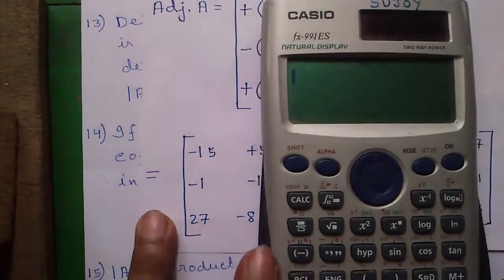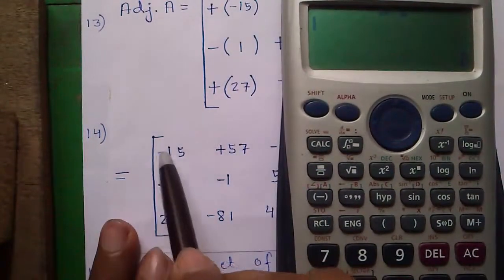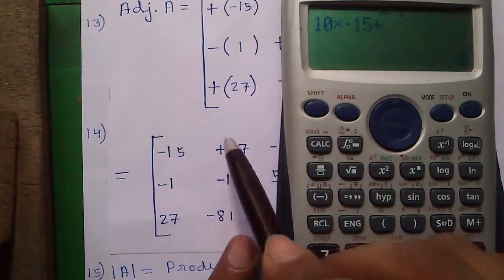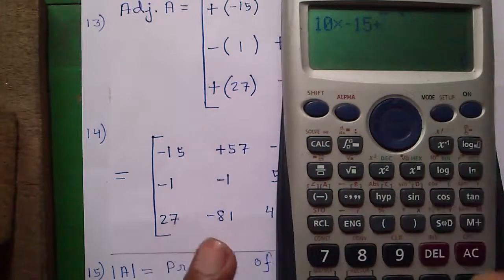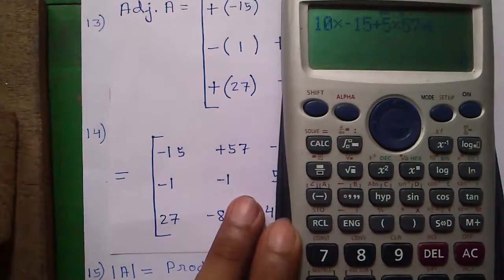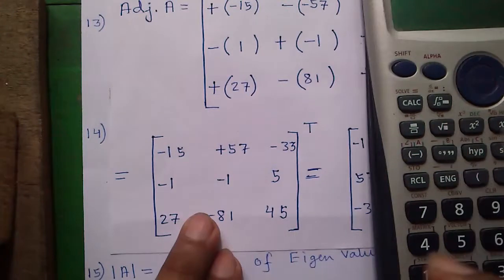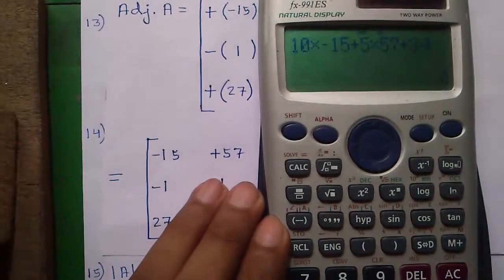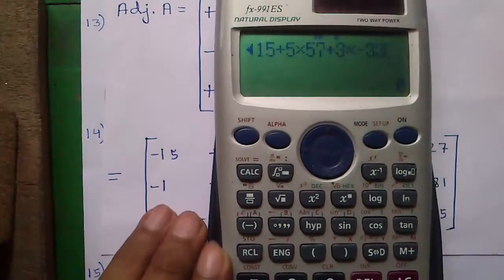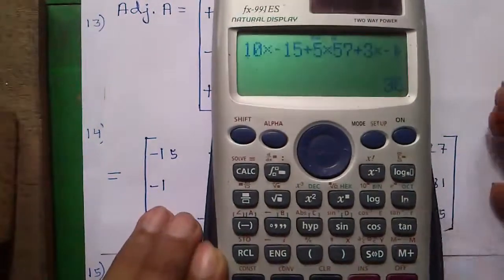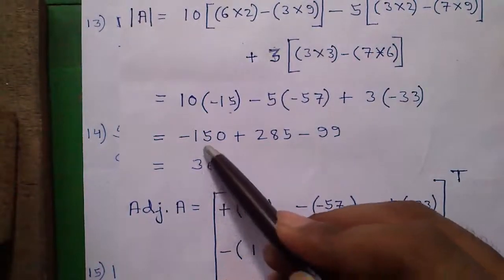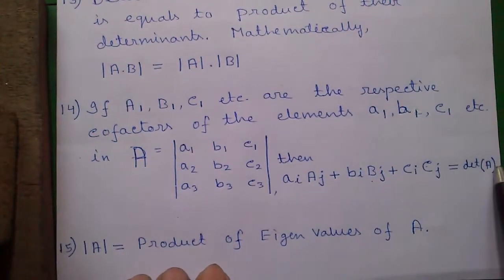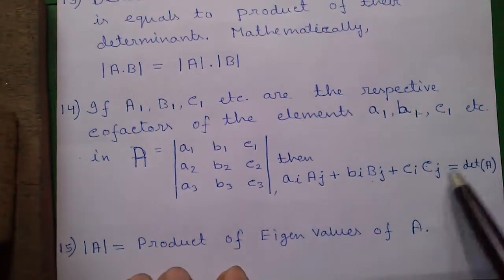So if we multiply them, 10 into minus 15 plus 5 into plus 57 plus 3 into minus 33, it will be the determinant of that matrix. So this property is also proved.